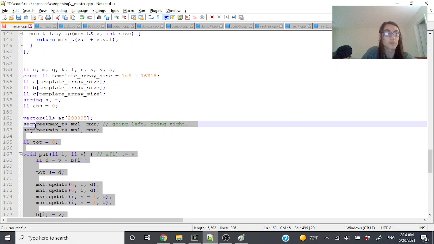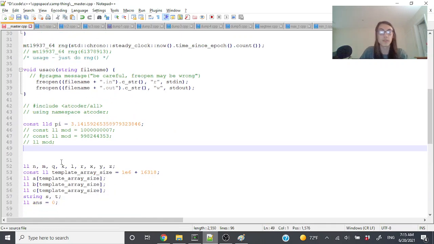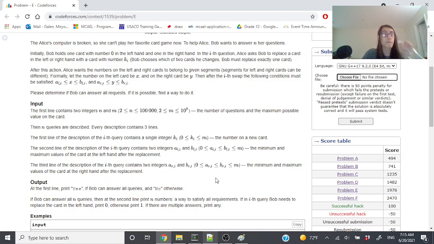So that's F, it wasn't that bad. It's rather standard like the rest of the problems. And then what about E? How do we do E? It also wants the numbers on the left and right cards to belong to given segments. Formally, let the number on the left card be X and on the right card be Y, then after the swap the following conditions hold. Yeah. So the problem is easy if it's fixed, if we have to put this somewhere, then that's not that bad.